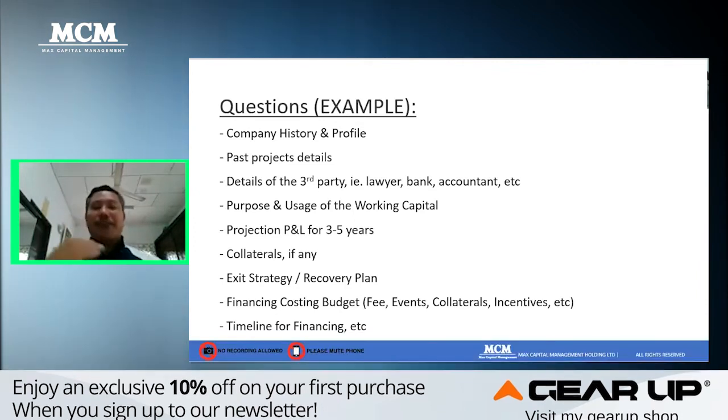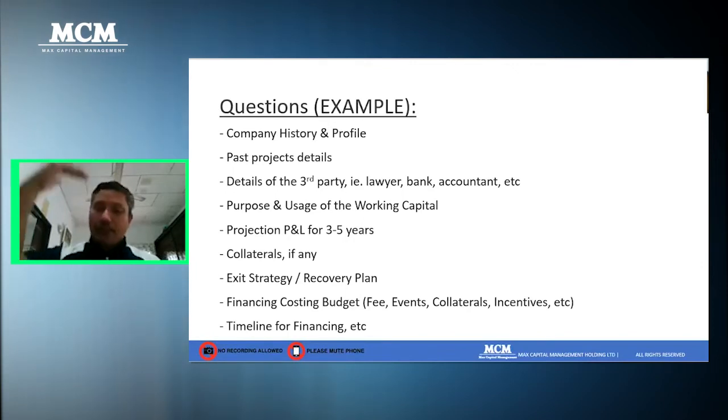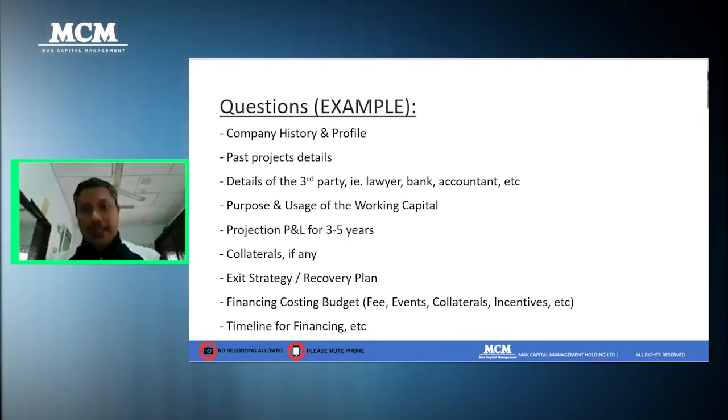And then of course, the financing costing budget. You have to look at their cash flow and all this, and the timeline for financing. Because the cheapest cost is always maybe from institutions, right? From all these banks and all that, the cost is very low, okay?